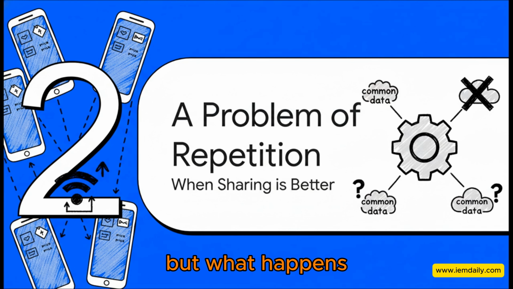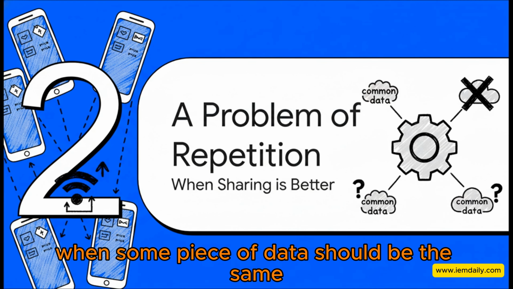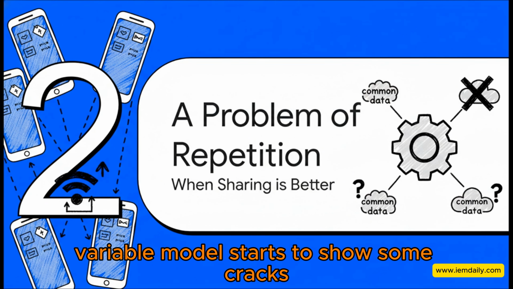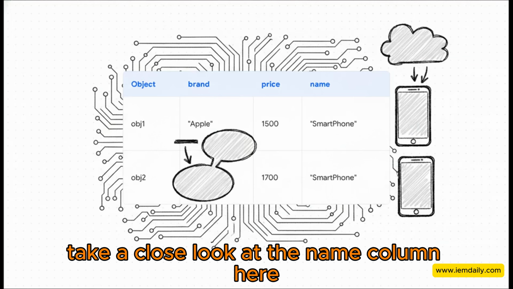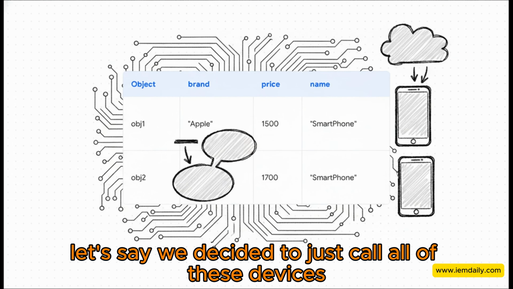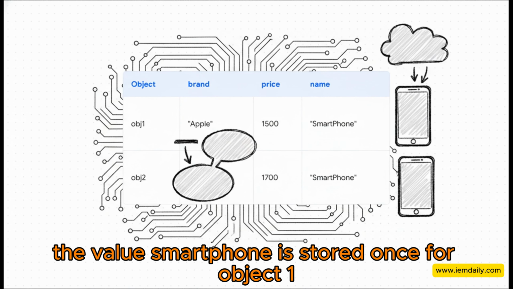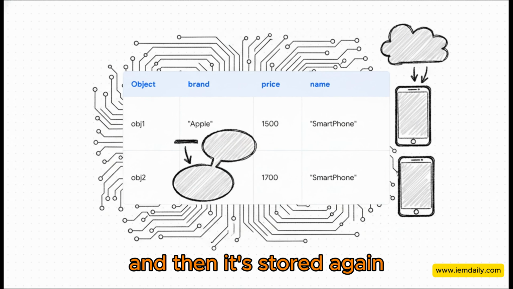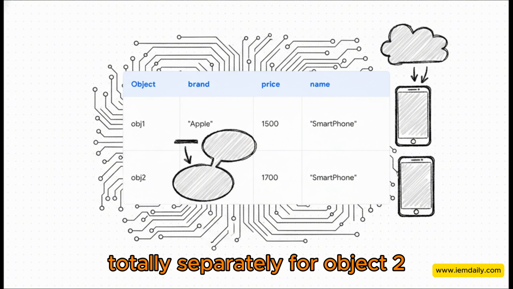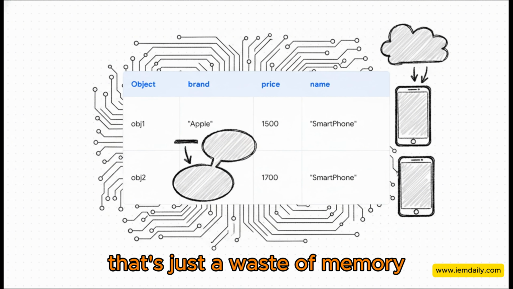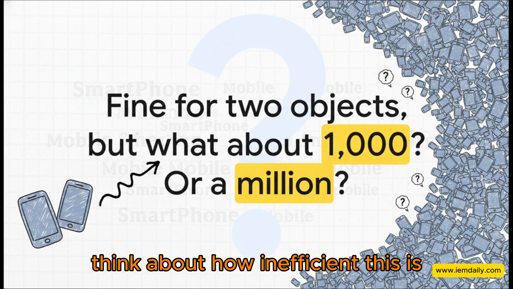But what happens when some piece of data should be the same? It should be common across all the phones. This is where that instance variable model starts to show some cracks. Take a close look at the name column here. Let's say we decided to just call all of these devices smartphone. But look what's happening in memory. The value smartphone is stored once for object 1, and then it's stored again, totally separately for object 2. We're duplicating the exact same piece of information. That's just a waste of memory.